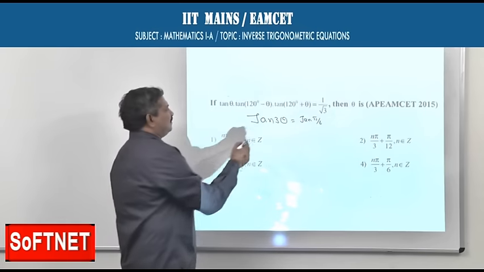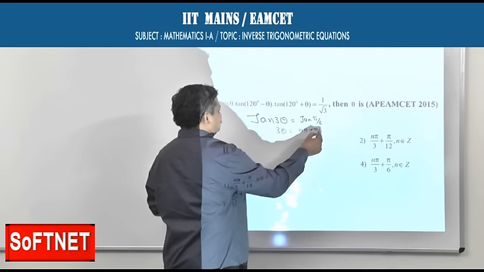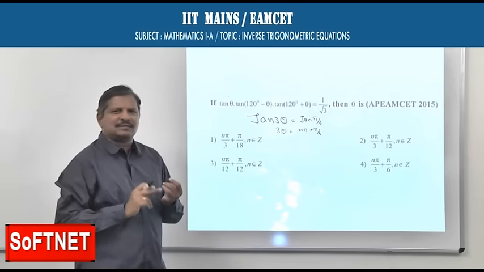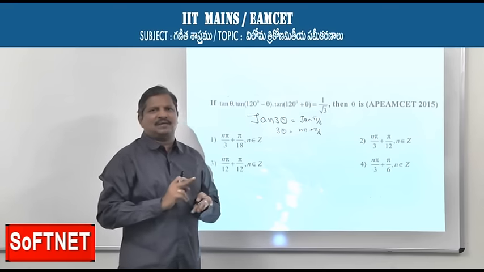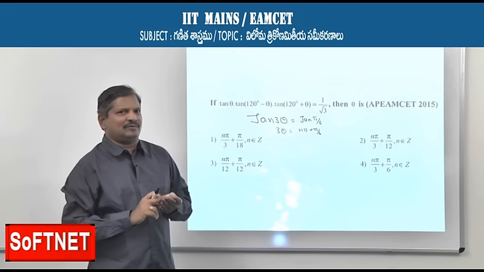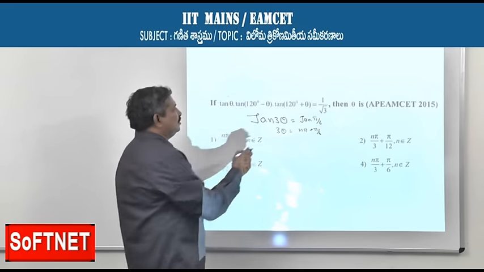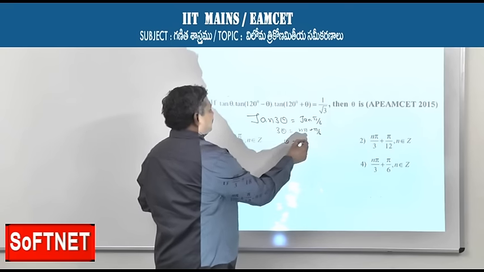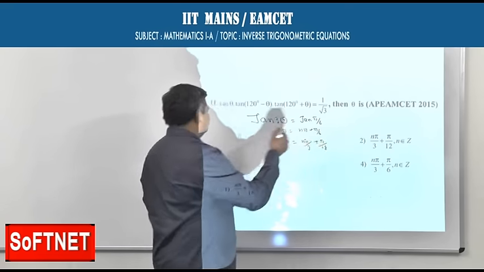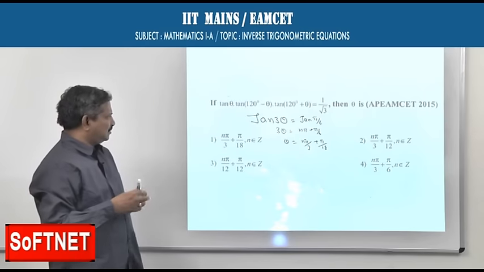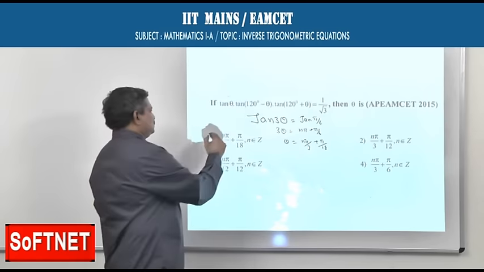So, the general value of tan, we know, is n pi plus pi by 6. General value I am repeating: tan is n pi plus alpha, cos is 2n pi plus or minus alpha, sin is n pi plus minus 1 to the power of n into alpha. Here tan, so n pi plus alpha, alpha is 30 degrees. Theta is n pi by 3 plus pi by 6 divided by 3, which is pi by 18. So, we will search for the answer. Now again, n pi by 3 plus pi by 18, the first option is correct. So, this is the answer.